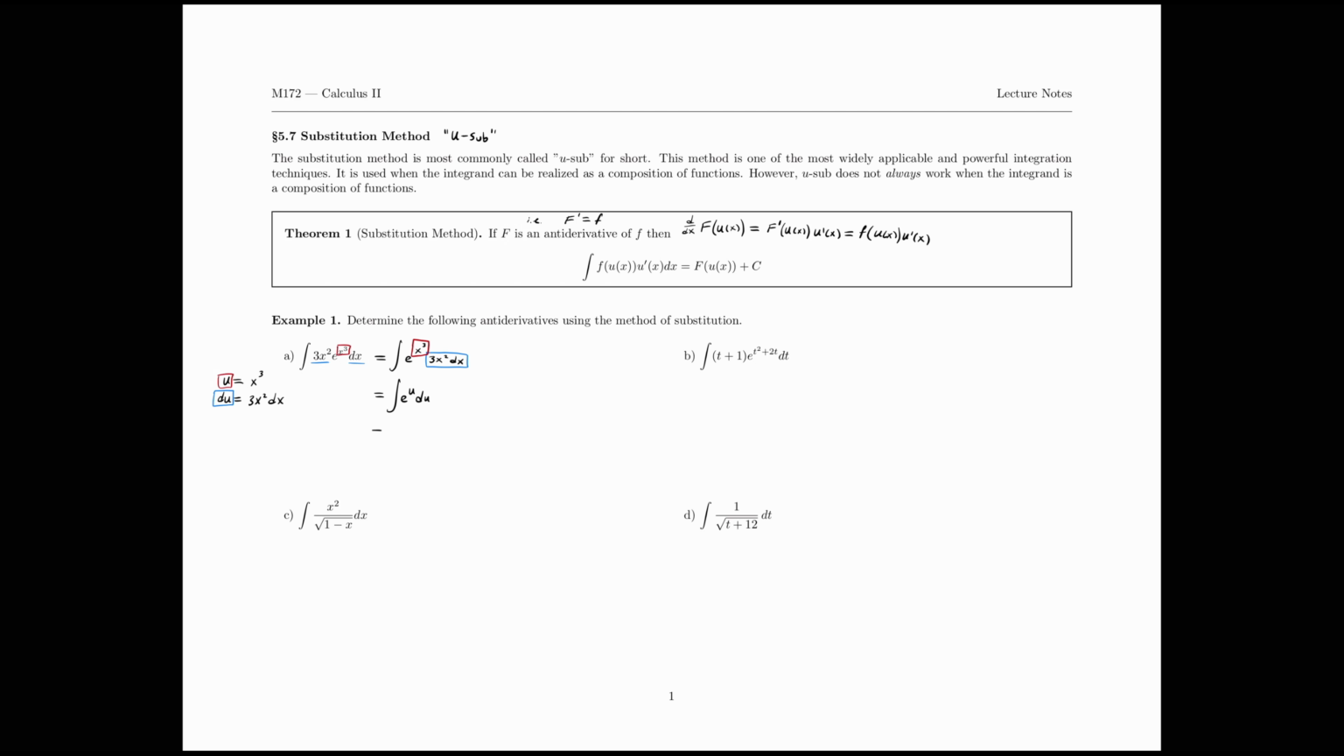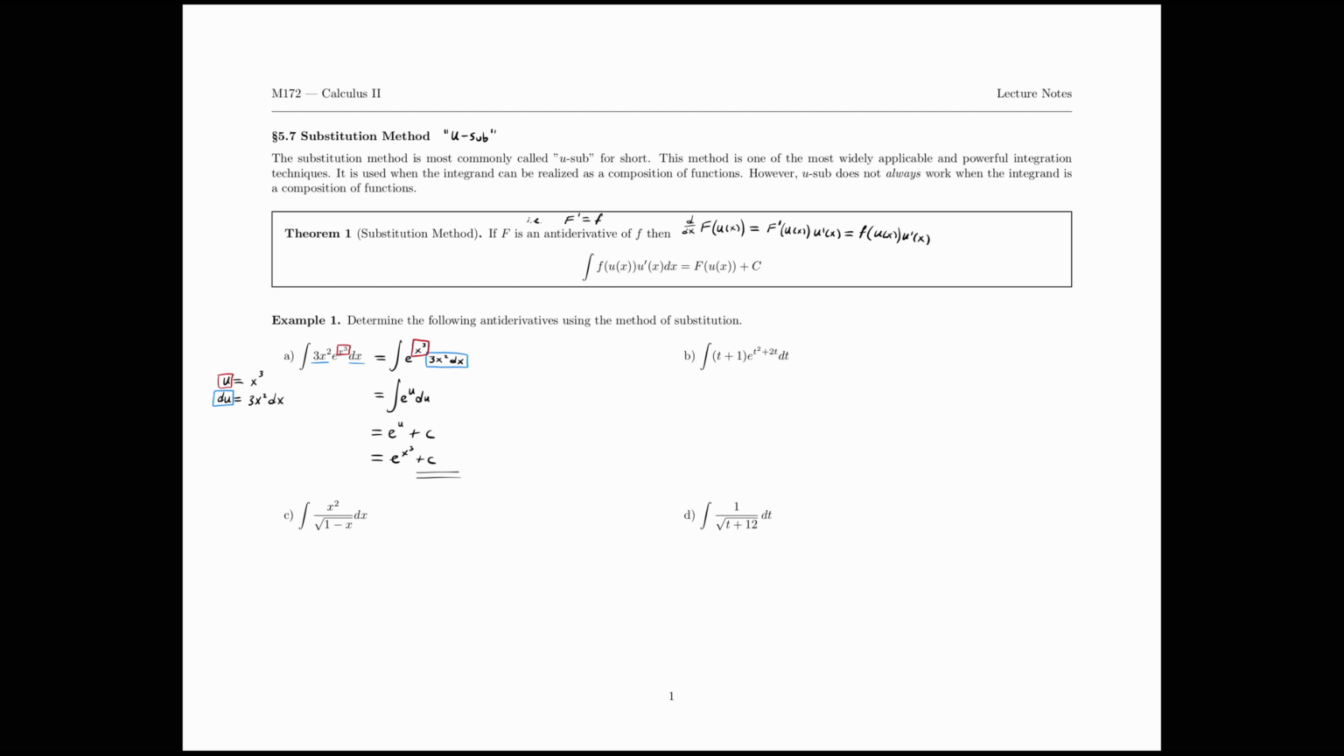And then of course the antiderivative of e to the u is e to the u plus c. And then we go back. So u is equal to this x cubed. So e to the x cubed plus c is our antiderivative. And like always, if you want to check your answer for an integral, you can just differentiate this, and you should get back the integrand.